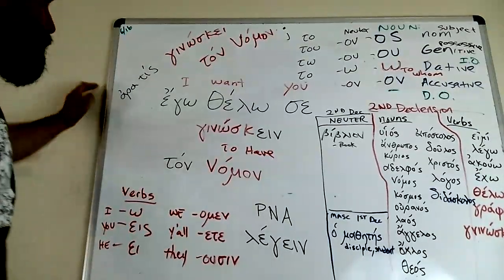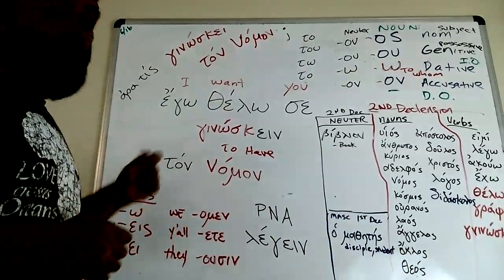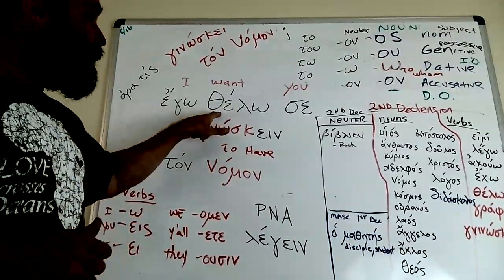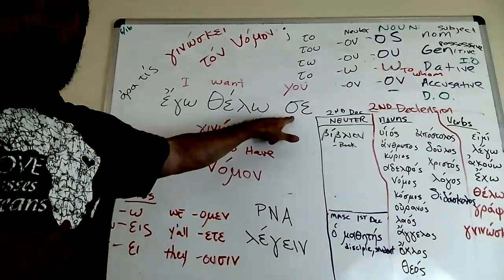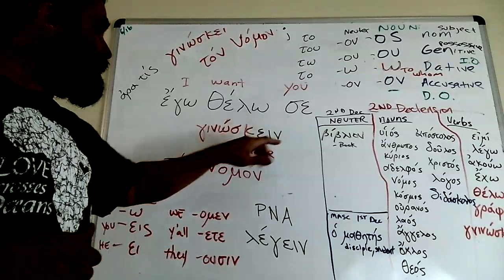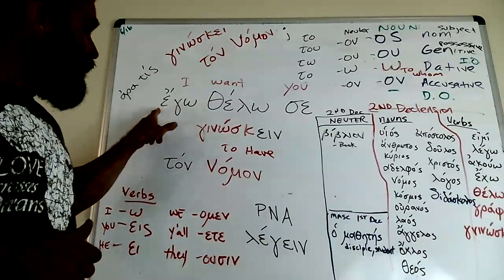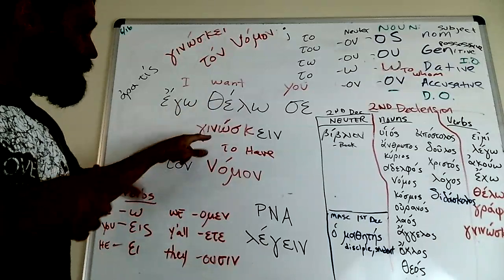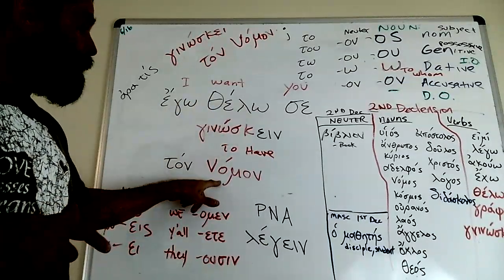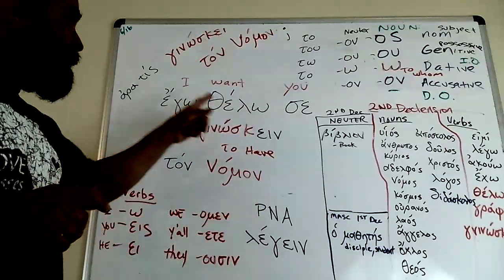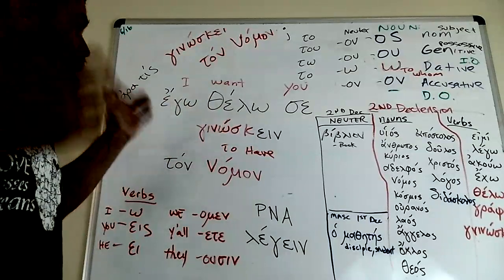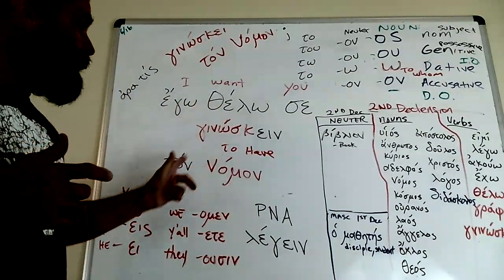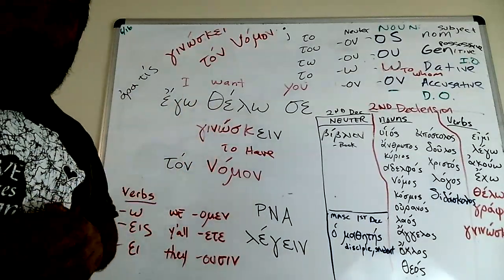Yep, kalos. Okay, and then I say nai ego thelo. Do I say the pronoun? No, I don't say it, right? I say ego thelo ginoskein. I want to know ton nomon. Nai ego thelo ginoskein ton nomon. Yes, I want to know the law.